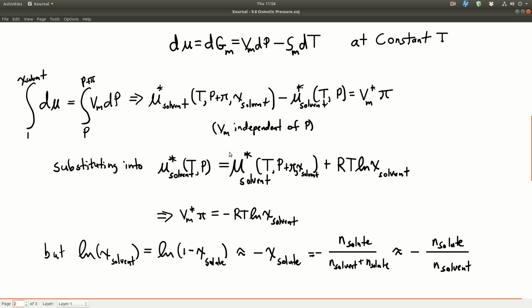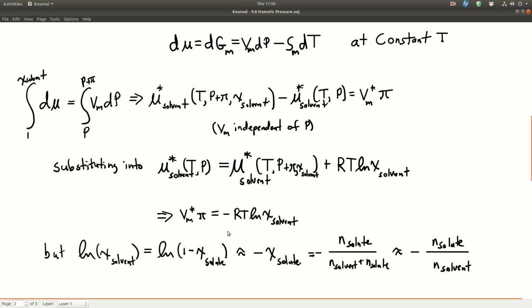So if we bring this over, we get this minus this is equal to negative RT ln mole fraction. But this minus this, that term right there, is just equal to molar volume times osmotic pressure. So that gives us a simplified equation. This right here, the molar volume of the pure solvent times the osmotic pressure is equal to negative RT ln mole fraction of the solvent. But now we're going to do some stuff with the natural log.